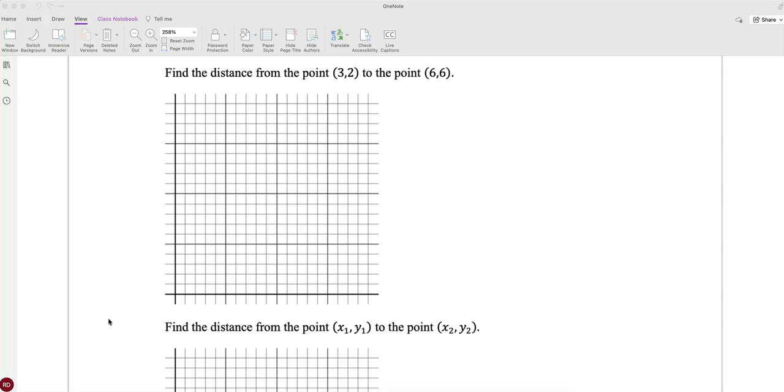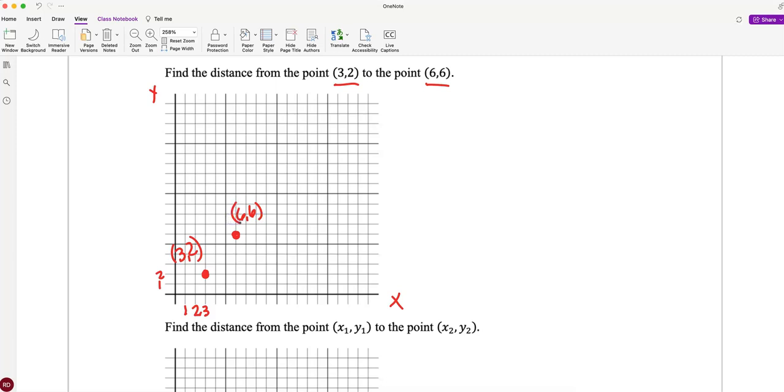So if I talk about this, find the distance from the point 3, 2 to the point 6, 6. So here's my x value, here's my y value. If I go over 3, so 1, 2, 3, and up 1, 2, that's the point right there. And then 6, 6 would be the point right here. Okay, so I've got the point 3, 2 and the point 6, 6.